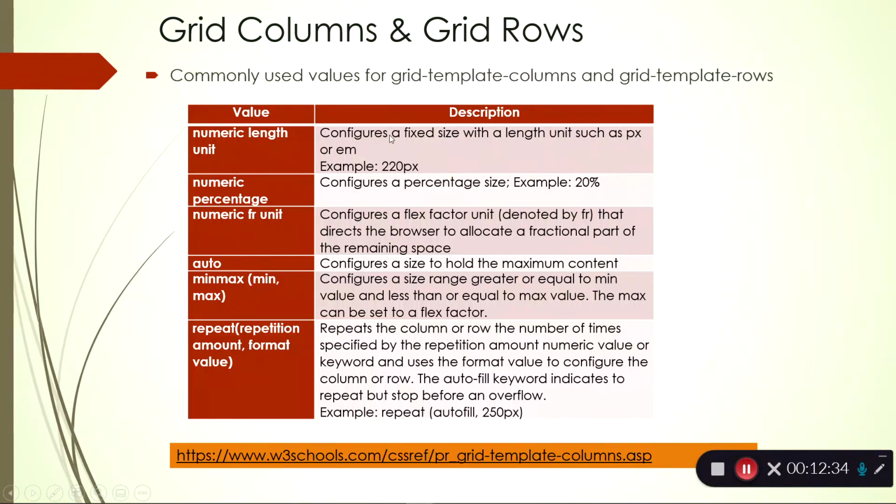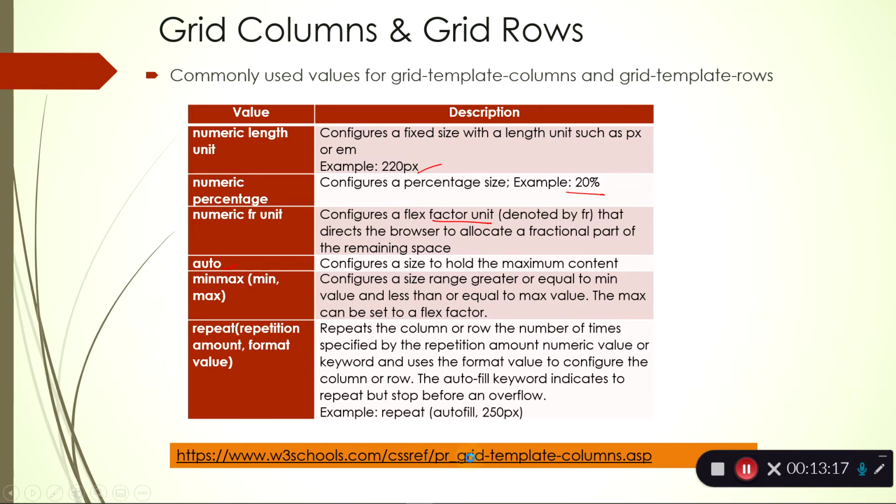Okay, so far we have used only pixel values, but there are multiple ways you can control the size. Either you can use a pixel value, or a percentage value, or the flex factor unit, FR, which directs the browser to allocate a fractional part of the remaining space. You can also configure a size to be auto, so whatever space is available will be taken automatically. And the min max property configures a size range greater than or equal to the min value and less than or equal to the max value. So we can set minimum and maximum values.